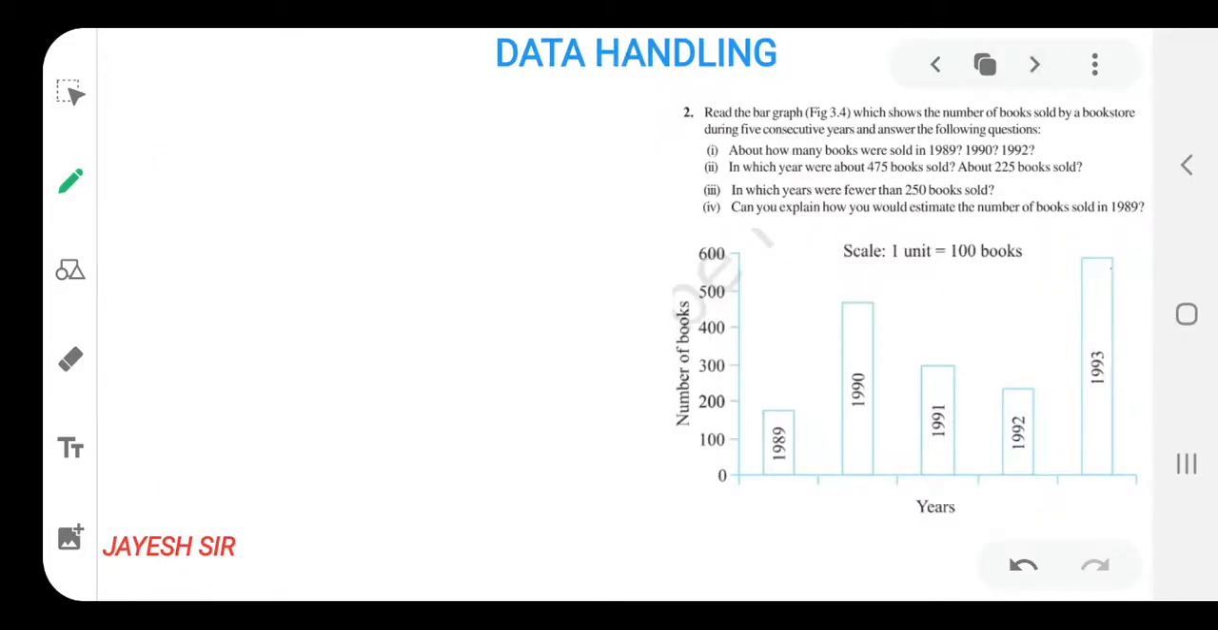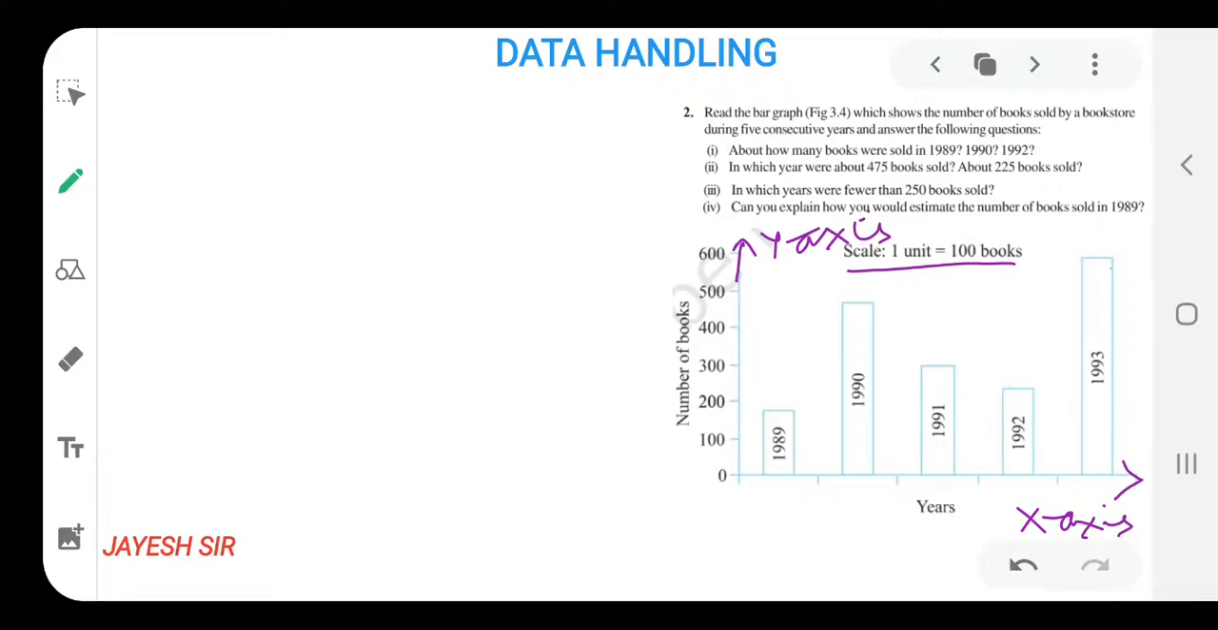The next problem is: read the bar graph which shows the number of books sold by a bookstore during 5 consecutive years. The years given are 89, 90, 91, 92, 93. Answer the following questions. Now, before answering the questions, what is the basic thing? We know that this axis is the x-axis and this axis is the y-axis. So don't forget the basic concept. And the scale is already written over here, so no need to write the scale again.